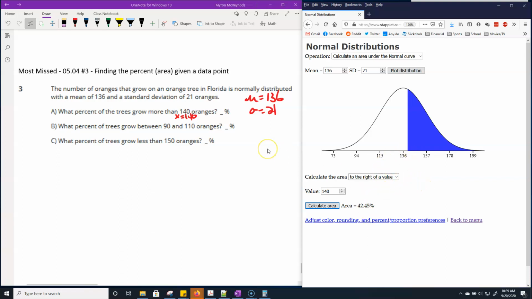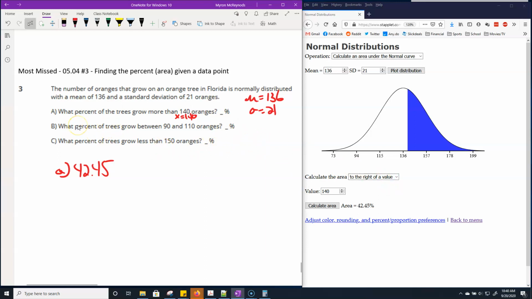But on this one, our answer for A is 42.45, and that's what you would put in for your answer. Always round it to 2 decimals, but it's already at 2 decimals, so we're good there.